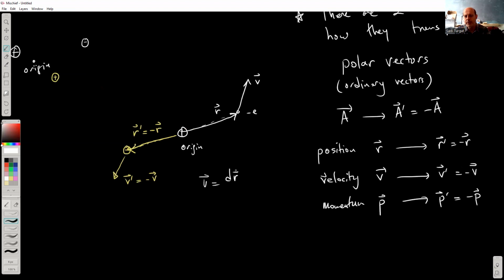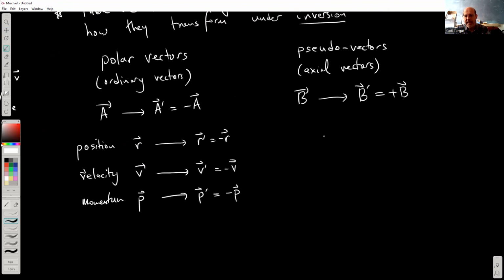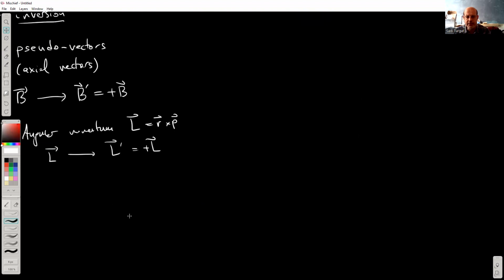Velocity is the time derivative of the position. So since the position changes sign, velocity changes sign. And momentum is mass times velocity, so therefore momentum also does. Okay. But the angular momentum, that's basically defined as the cross product of two vectors. So in that case, the angular momentum, for example, doesn't change sign. So it basically remains the same under inversion. And this is quite easy to see.